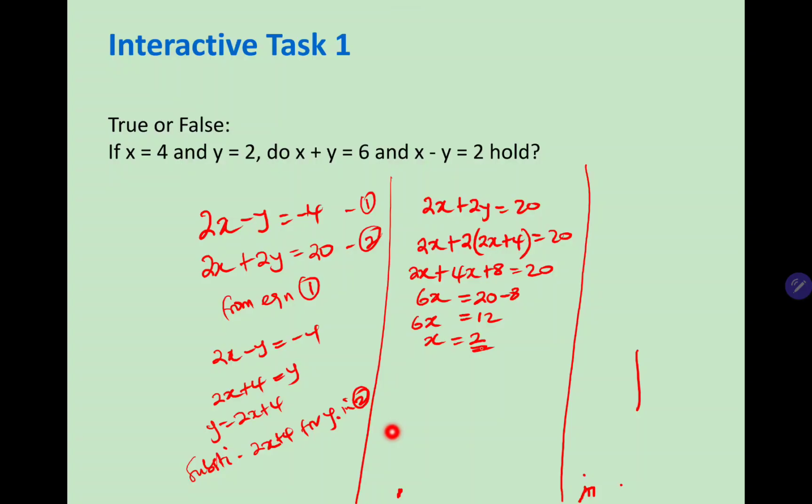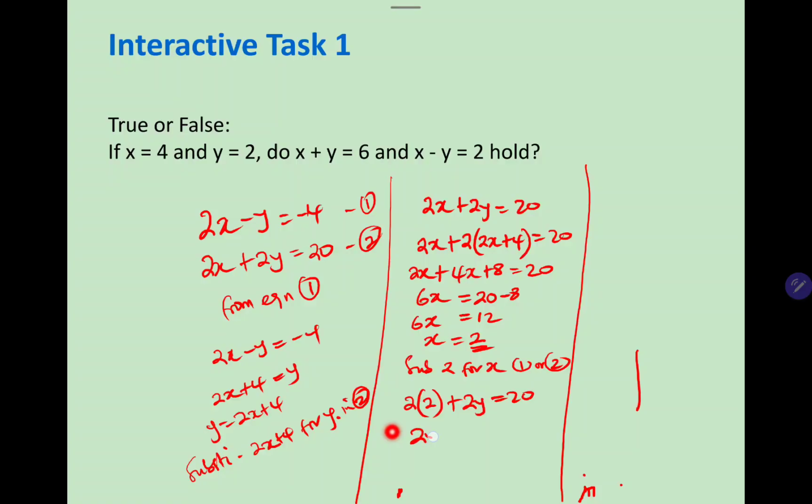Now we can substitute 2 for x in either equation 1 or equation 2, whichever we like. So our equation 1 here is 2x minus y is equal to minus 4. Our equation 2 here is 2x plus 2y is equal to 20. So let's try equation 2. So we now have the value of x. So when we say 2 times 2, which is x, plus 2y is equal to 20.